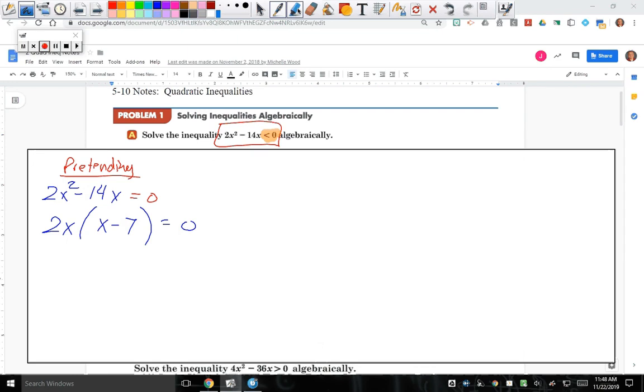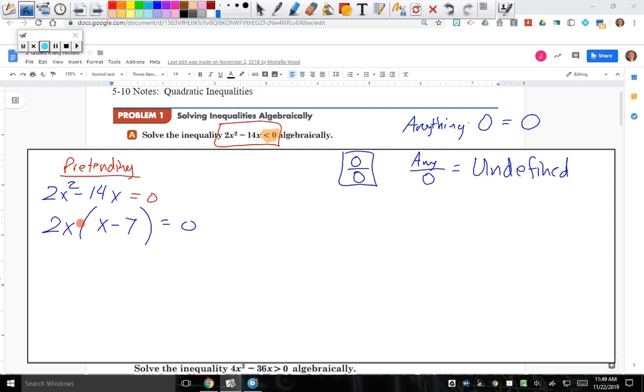And the reason why I wanted to pretend on this is because anything times 0 will always equal what? 0. The only thing that doesn't work with is infinity. But you don't learn that until you go to calculus. Okay? Anything divided by 0 is always what? Undefined. I wanted you to know the difference. Anything times 0 is 0, but anything divided by 0 is undefined. The only thing that it doesn't work is this, and again, you learn that in calculus.